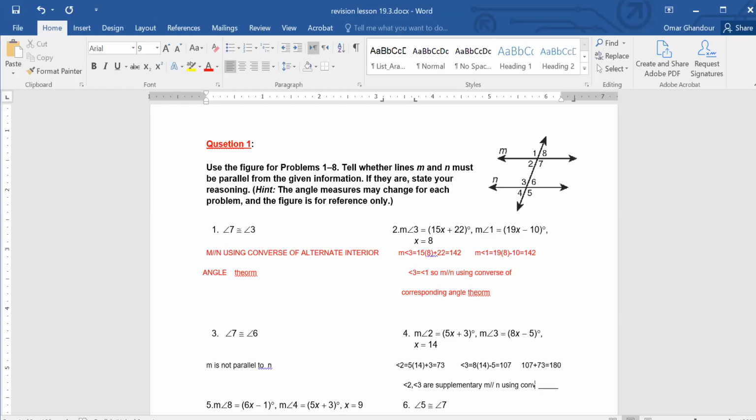So M will be parallel to N using which theorem? Converse of the same side interior postulate. Right? Okay, very well. So this should be written in here, you understand?